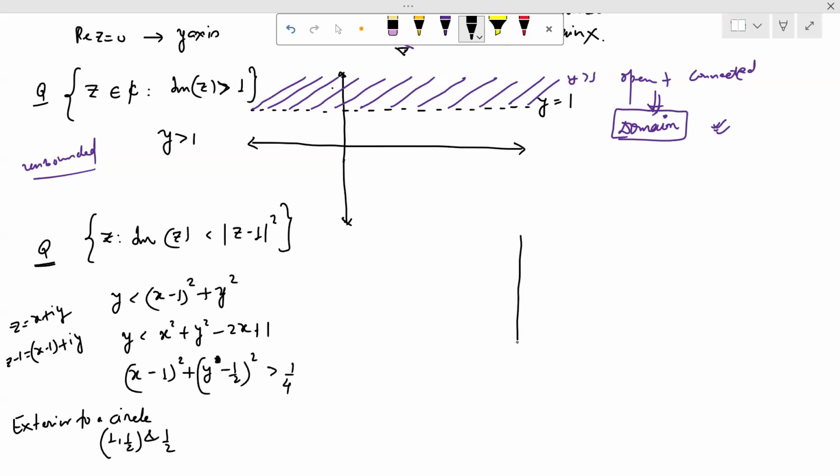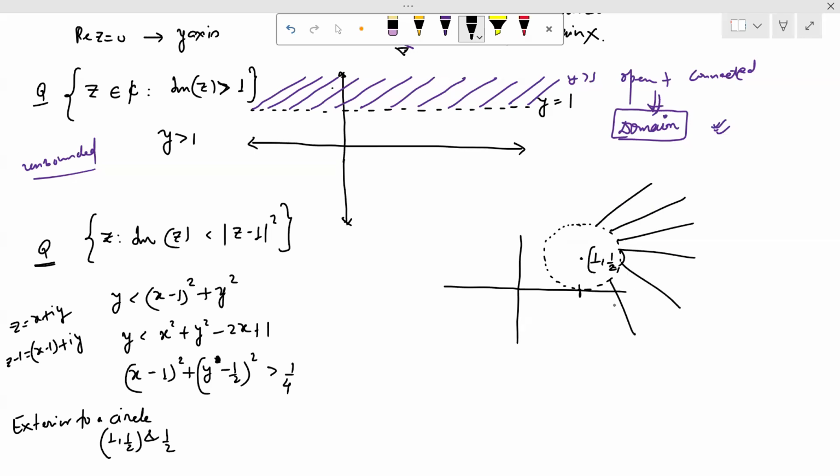So what I have to do is make a circle which is centered at (1, 1 by 2). So let's say (1, 1 by 2) is this, with a radius of 1 by 2. So this is how it is. And we don't have to see the interior region. We have to see the exterior because the greater than sign is there. So this region I'm talking about.